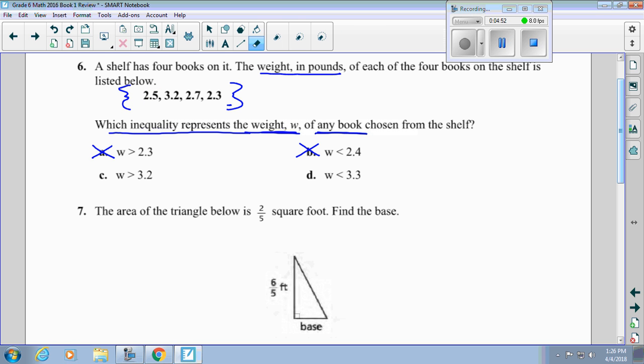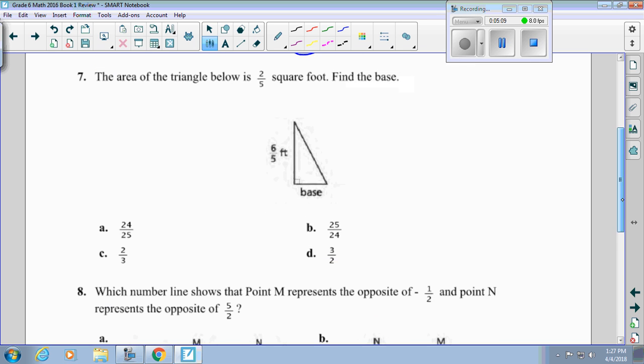It says the weight is greater than 3.2. Well, no, none of these are greater than 3.2, so that is not correct. When we look at D, the weight is less than 3.3. All of these numbers up here are less than 3.3, so it is choice D. All right, moving on to number 7.